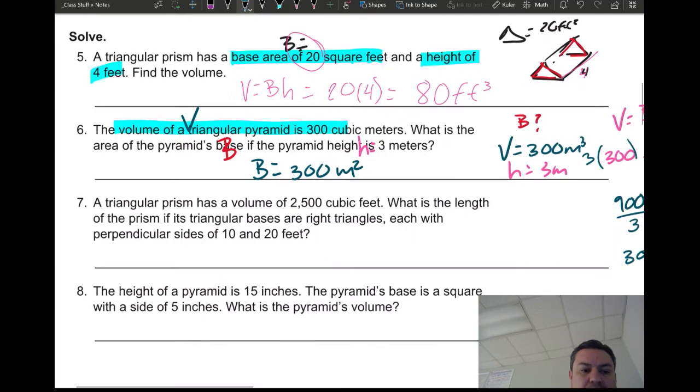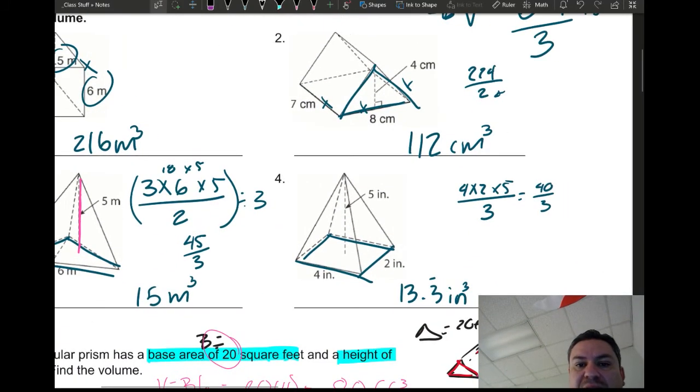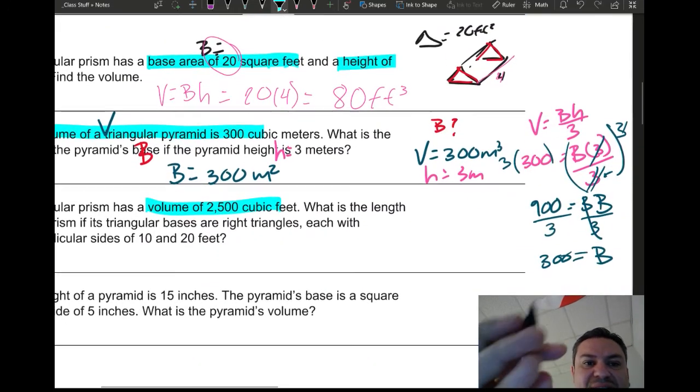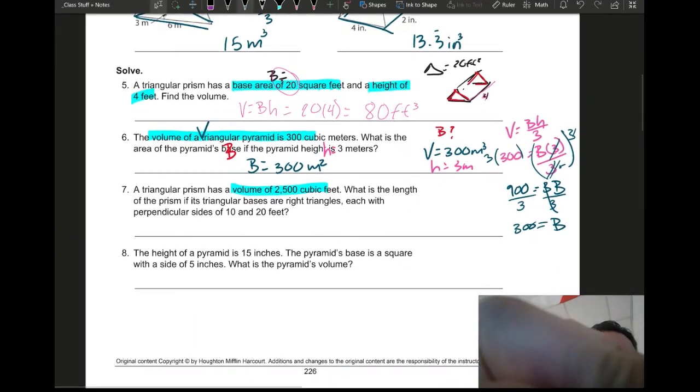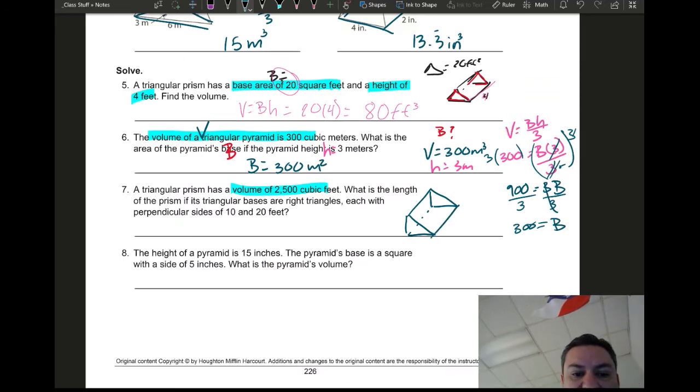Number 7. A triangular prism has a volume. Again, we're given the volume. What is the length of the prism if its triangular bases are right triangles, each with perpendicular sides of 10 and 20? So we have a triangular prism, kind of like number 2, but in this case, the base is a right triangle. So you have something like this. And it says we're already given the volume, V equals 2500 feet cubed.